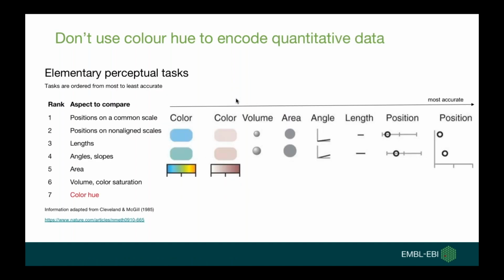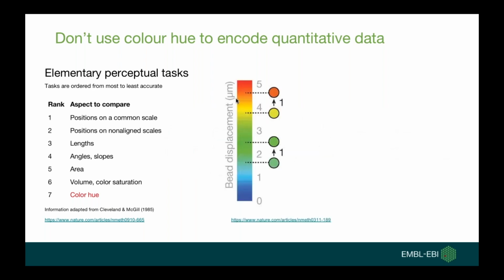So the first thing to remember now is that, as we said before, if we go back to this ordering of perceptual tasks, color hue, so the difference between colors, as we say in everyday language, is not a good way to encode quantitative data. It's very, very difficult for people to make judgments about whether blue is more or less than green. And this is the reason why, again, data visualization people are not very fond of the so-called rainbow color scheme.